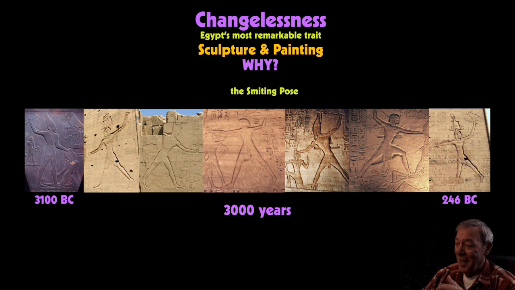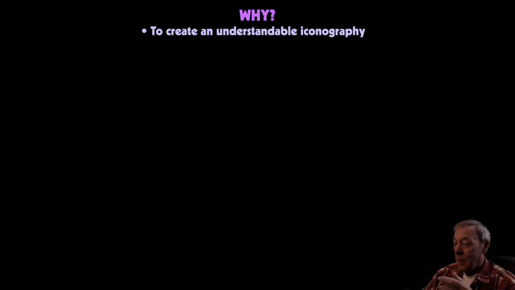So the question, and I can't overemphasize this question, is why does this remain changeless? One of Egypt's most remarkable traits, when it comes to art in particular. Well, I would suggest to you that one of the reasons is that it's a deliberate choice on the part of the Egyptian patrons that are commissioning this kind of artwork and the artists that are producing it. So one of the reasons is to create an understandable iconography, so they can look at it and understand what it means.